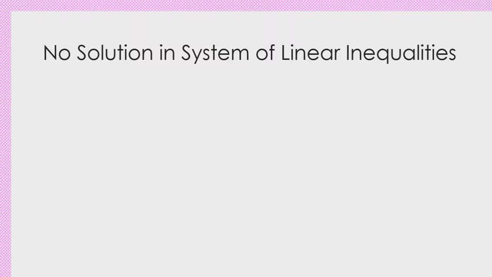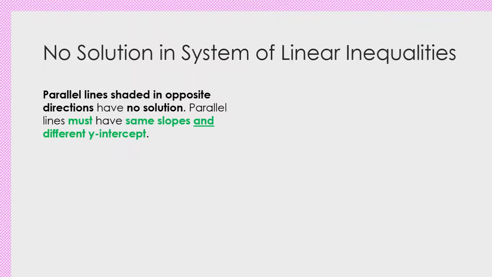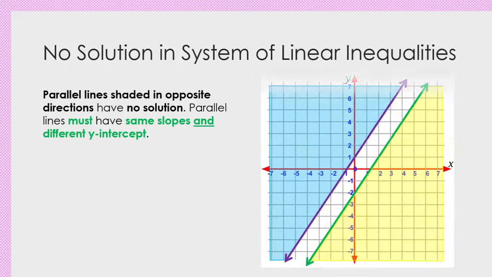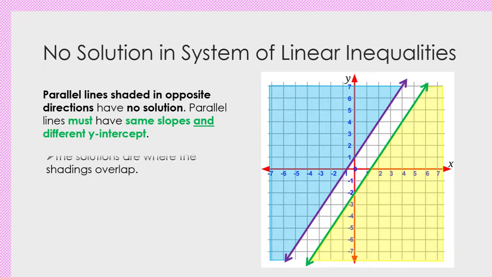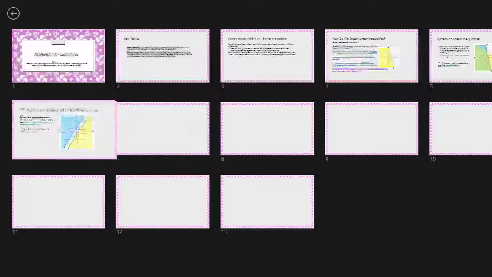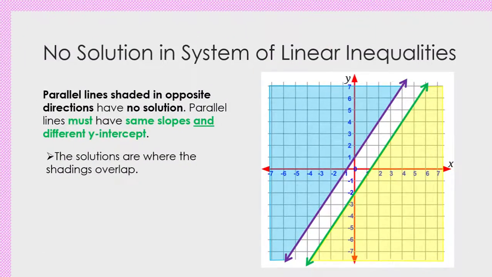Alright, no solution in system of linear inequalities. It is very possible for us to have no solution. How is it possible, you ask? So, we have parallel lines that are shaded in opposite directions. That's when you have no solution. And remember, parallel lines must have the same slopes and different y-intercept. So here's an example. Remember, as we mentioned earlier, the solutions are where the shadings overlap. In this case, we have the yellow region and then the blue region, but none of those overlap.